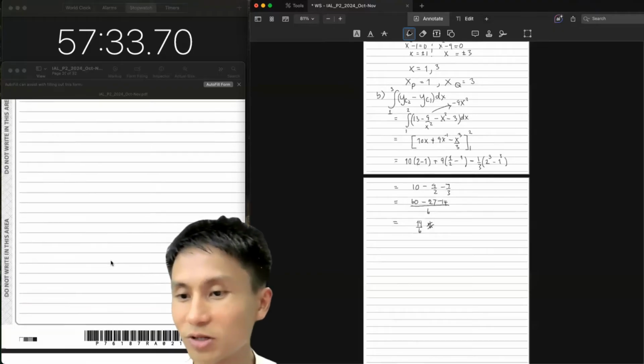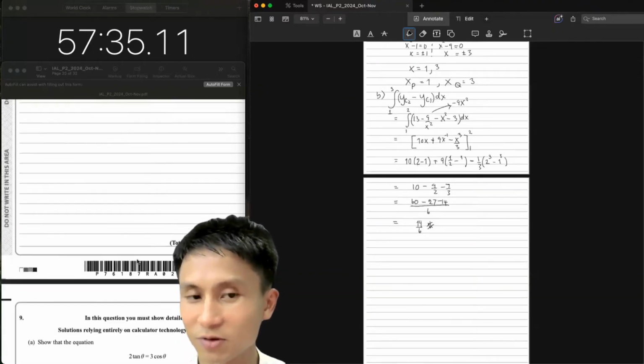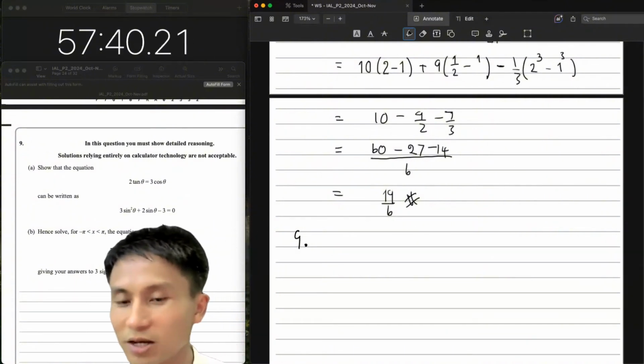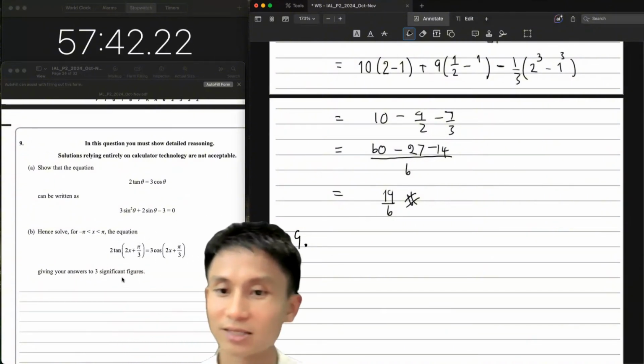Let's go ahead and do other questions first, see if we have anything left. Oh, that's still question 9. Oh my God. Question 9, show that the equation can be written as that.